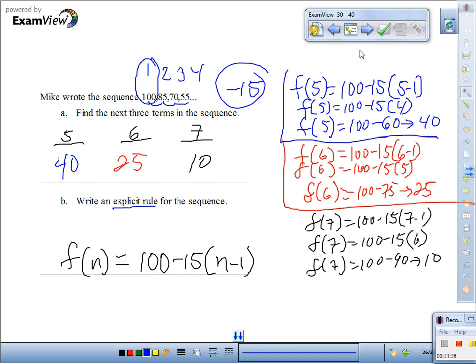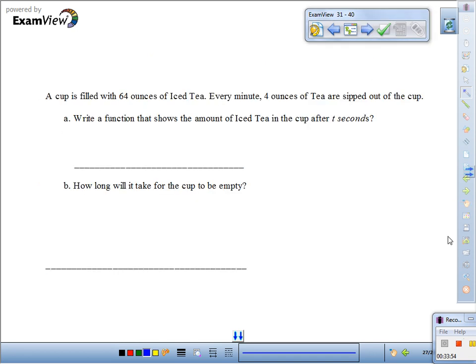All right, so to number 31. It says, a cup is filled with 64 ounces of tea. Every minute, 4 ounces of tea are sipped out of the cup. Write a function that shows the amount of iced tea in the cup after t seconds. Notice here they change it from minutes to seconds. Well, let's first write our function. They want a what? A function.